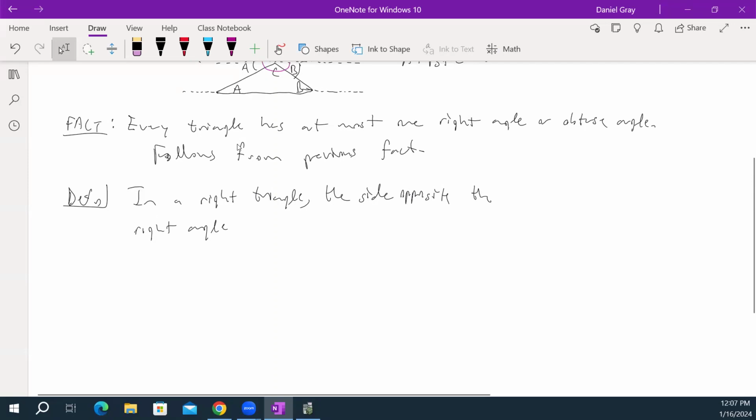The bigger the angle, the longer the side has to be to accommodate it. Since the 90-degree angle is the largest angle in a right triangle, the hypotenuse is going to be the longest side. So the side opposite the right angle is called the hypotenuse. The other two sides are called legs.